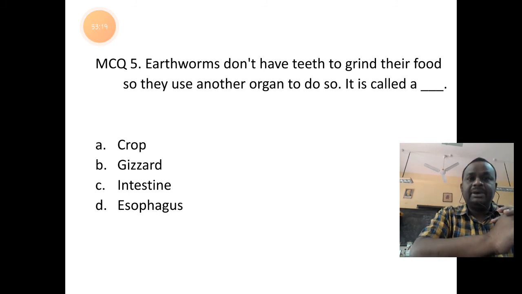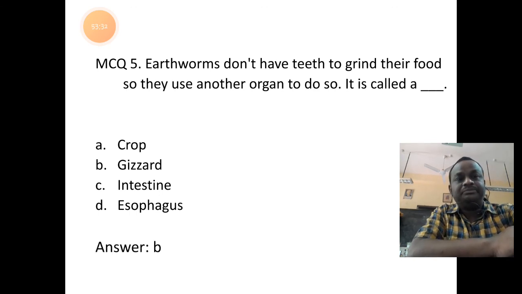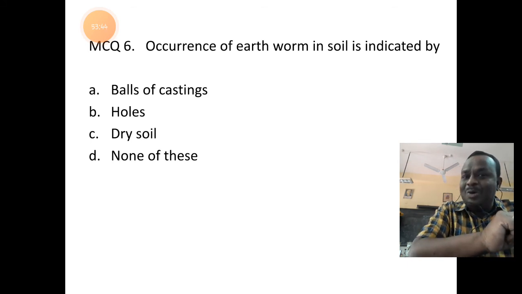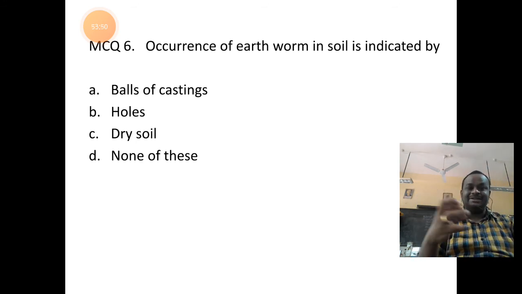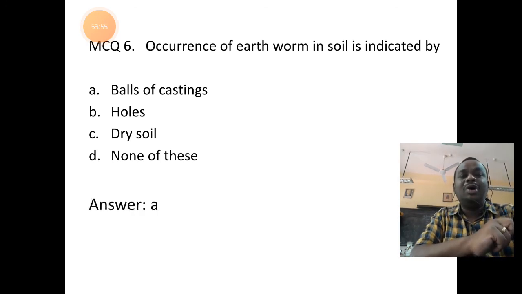Question 5. Earthworms do not have teeth to grind their food. So, which is the organ that is involved in the process of mastication of food? It is B, gizzard. Question number 6. Occurrence of earthworm in soil is indicated by what? How will you know that the earthworm species is present in that particular location? By looking at the holes or dry soil? It is by looking at the balls of castings, the waste of digestive canal that are thrown out. So, answer should be A, balls of castings.